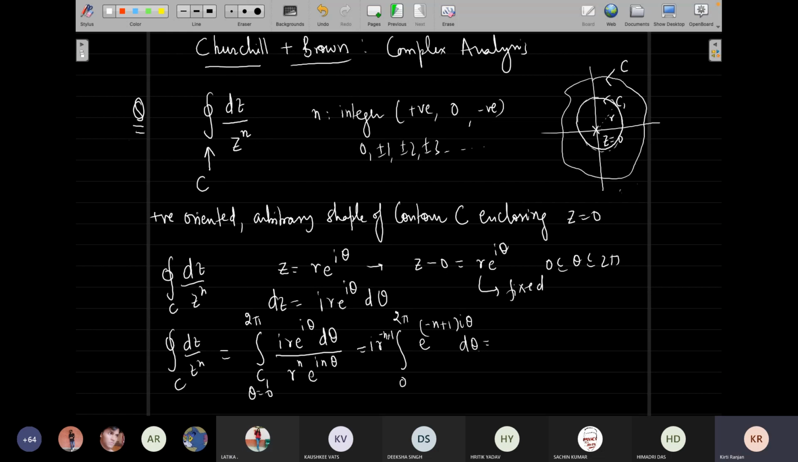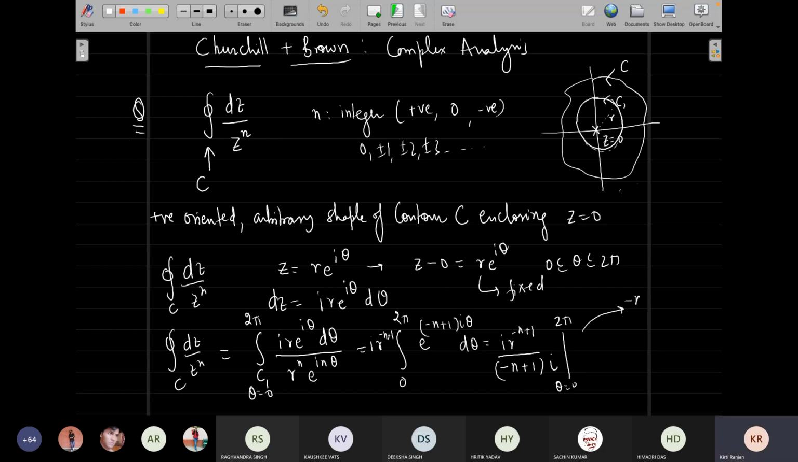And what will be the result? It is 1 over (n minus 1) into r to the power n minus 1. So i r^{-n+1} over minus n plus 1, and the i will cancel out, but I am just writing everything explicitly. Does everybody agree with this result? Yes, sir.